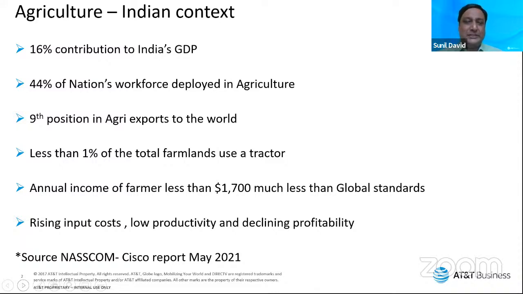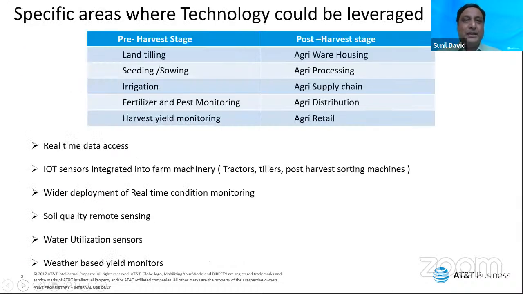What I'm going to do is, over the next 15 minutes, talk about how IoT can play a big part, and then also share with you a couple of specific use cases, and then also talk about how 5G can definitely help. Now, specifically, when you talk about agriculture, I kind of divided it into 2 parts where technology could be leveraged. On the pre-harvest stage, you have all these steps: the tilling and the seeding and the sowing, irrigation, etc. And then you have the post-harvest stage, which is the warehousing, processing, supply chain, distribution, retail.